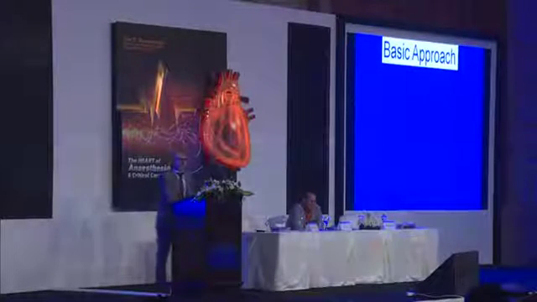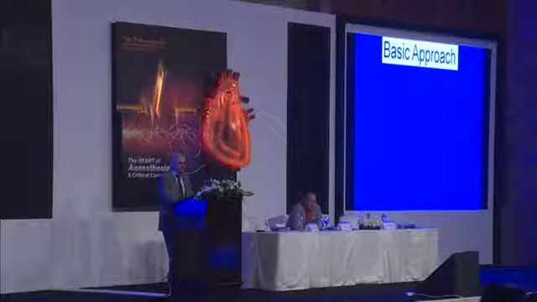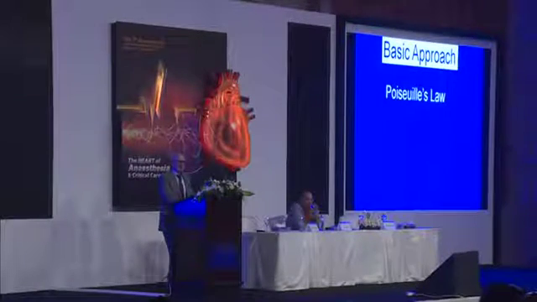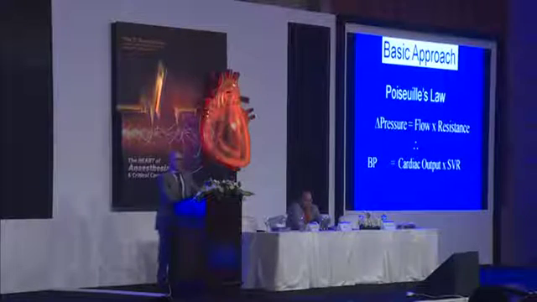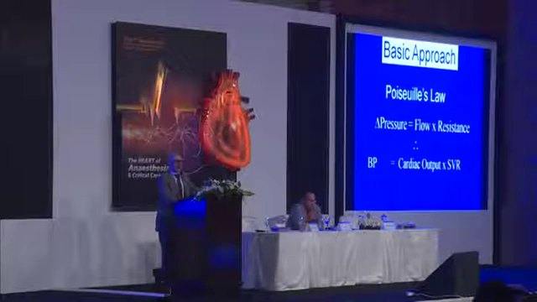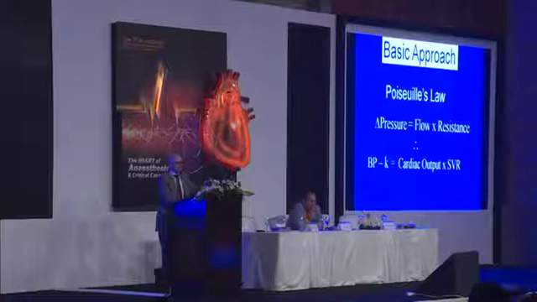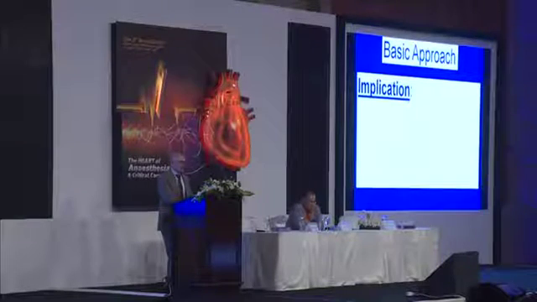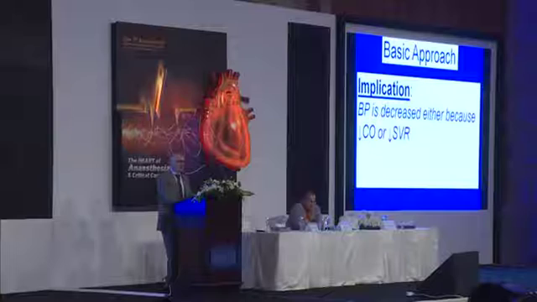So the basic approach I think of when I manage an unstable patient, I go to something very simple, which may surprise you, but it's Poiseuille's law, which is that a change in pressure is a flow times a resistance. So that means that blood pressure is related to cardiac output times the systemic vascular resistance. Now it's a delta pressure, so you have a downstream number that we put in there, but it's small and we can ignore it.